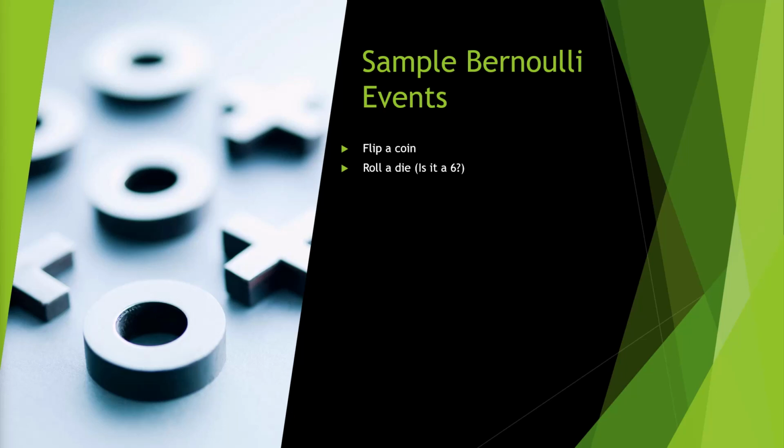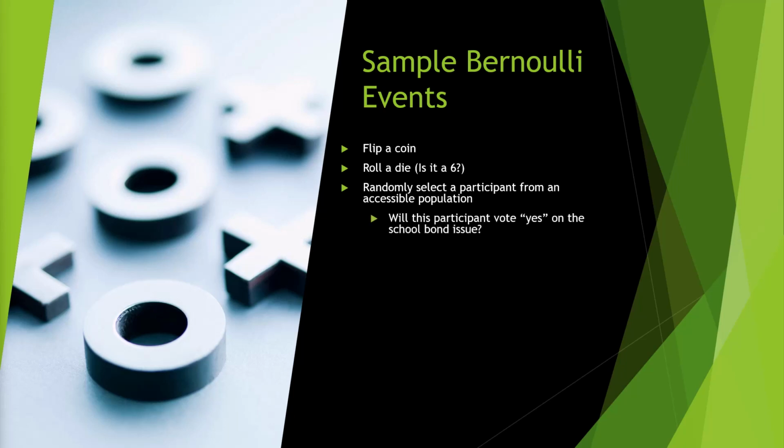Now, what about research? How are Bernoulli events generated in research? The key is random selection. So randomly select a participant from an accessible population. Will this participant vote yes on the school bond issue? Again, it's a Bernoulli event because we randomly selected this individual from probably a roster of voters, and we obtained dichotomous data, that is a yes or a no.